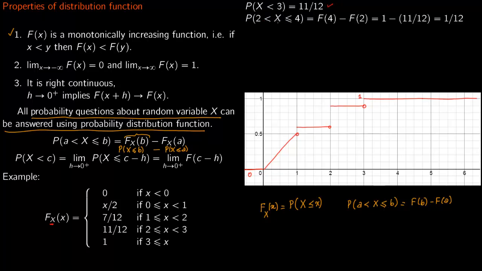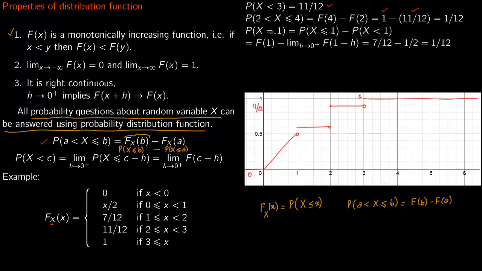Probability that x lies between 2 and 4. So now we use this formula. Instead of a you have 2, instead of b you have 4. So this is equal to F of 4 minus F of 2. So what is F of 4? At 4, F of 4 is 1. At 2, F of 2 is, there is a hole here, so you can't take this value. You have to jump up here. So this is 11 by 12. 1 minus 11 by 12, you get 1 by 12. So the probability that the random variable takes value between 2 and 4 is 1 by 12.